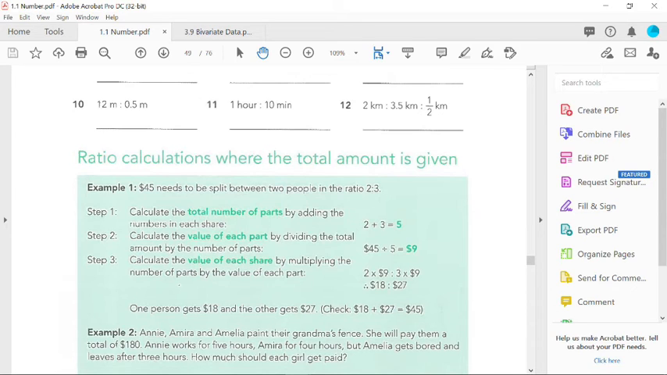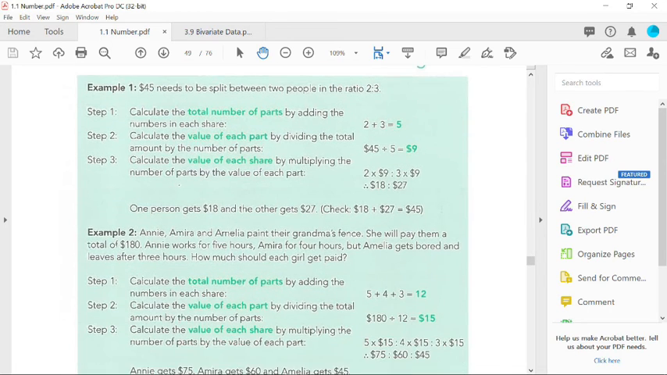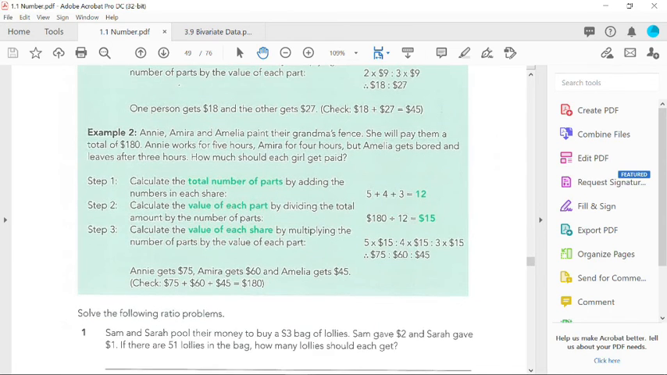And then we're going to calculate the value of each share by multiplying the parts and the value of each part. So remember, the first person was getting 2 shares. So 2 shares of $9 is $18. The second one got 3 shares. So 3 shares of $9 is $27. It's pretty straightforward, but you need to practice it to make sure you remember how to make everything work.